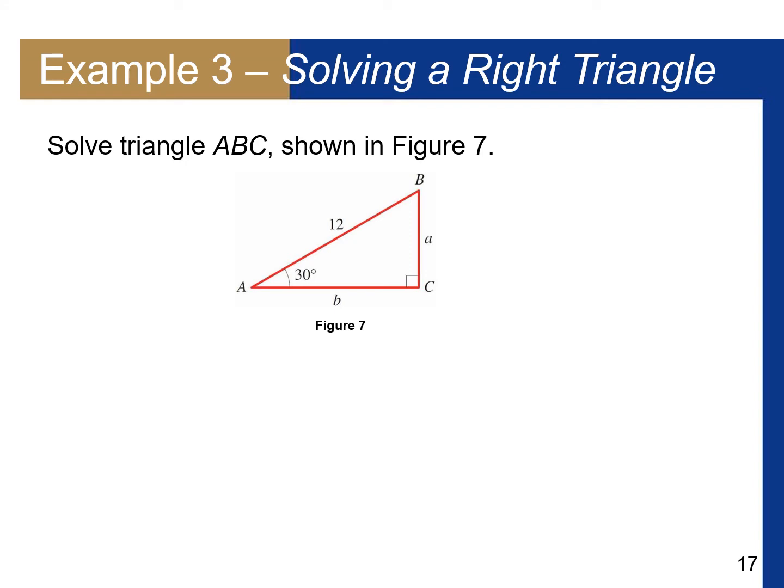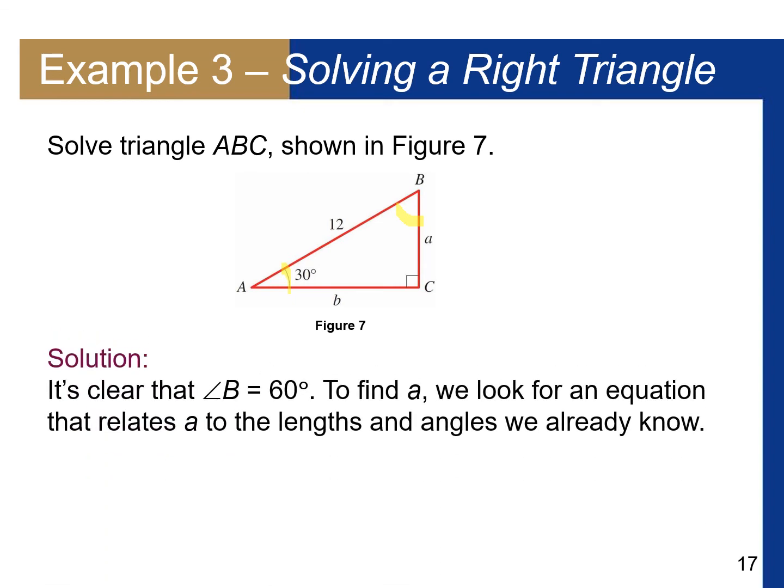Here we have a triangle that is a 30, 60, 90. How do I know that? Because this angle is 30, it's a right triangle, so this angle must be 60. So let's take a look at finding the side measures.